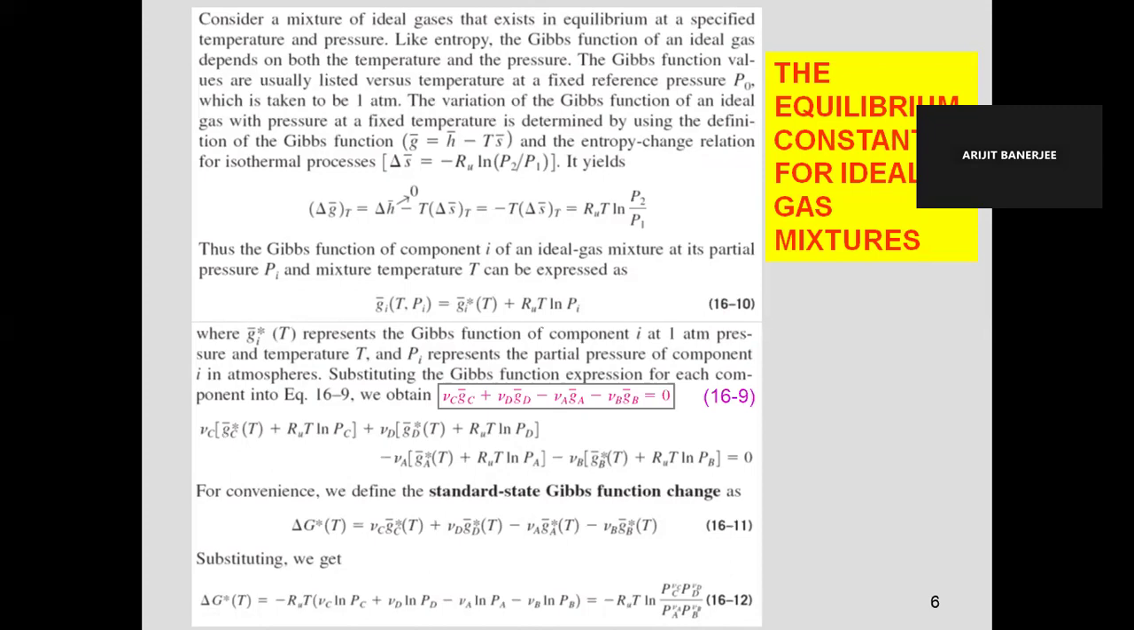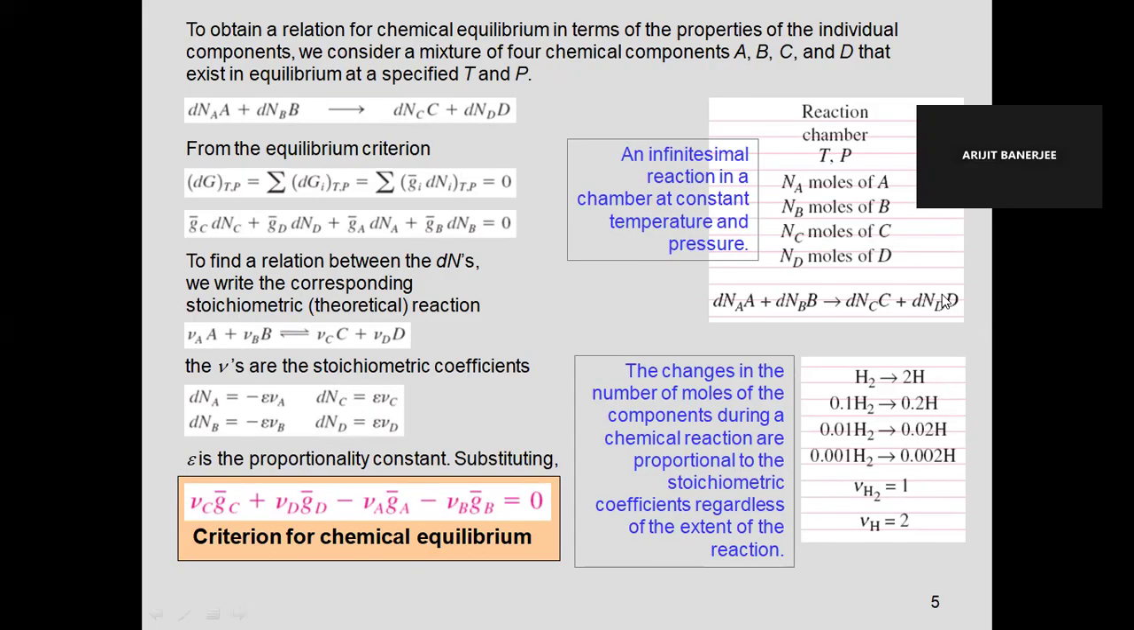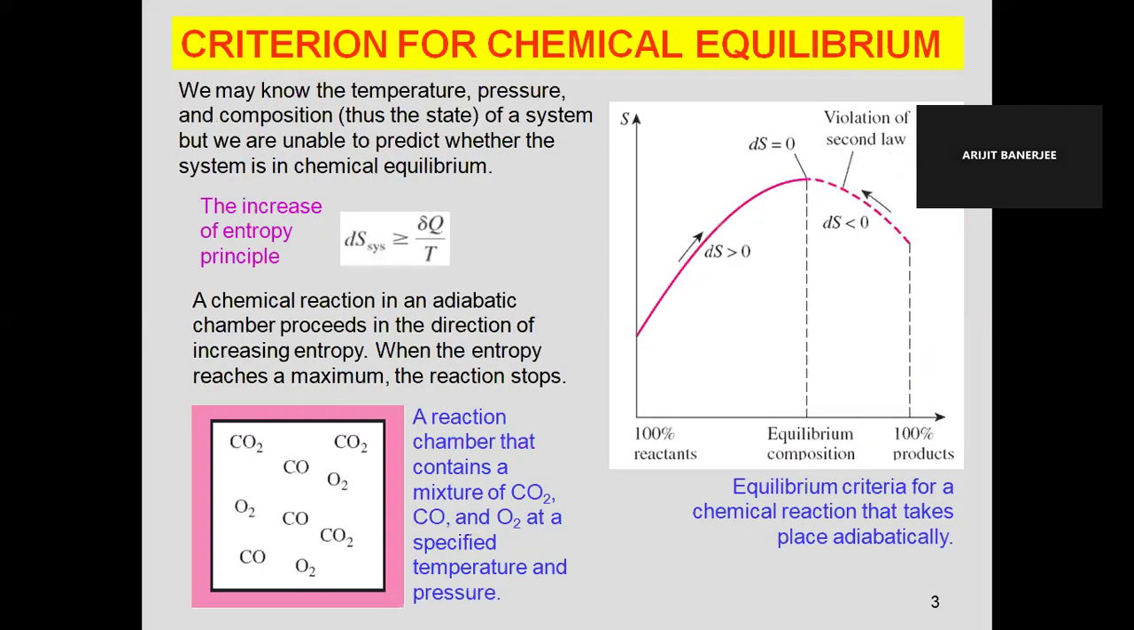In the last class, we tried to understand the criteria for the chemical equilibrium. So, I recapitulate a bit. We have seen the condition required for an adiabatic closed system, and we have seen that the change in entropy is positive for the process, and for the equilibrium condition, the change in entropy is zero.